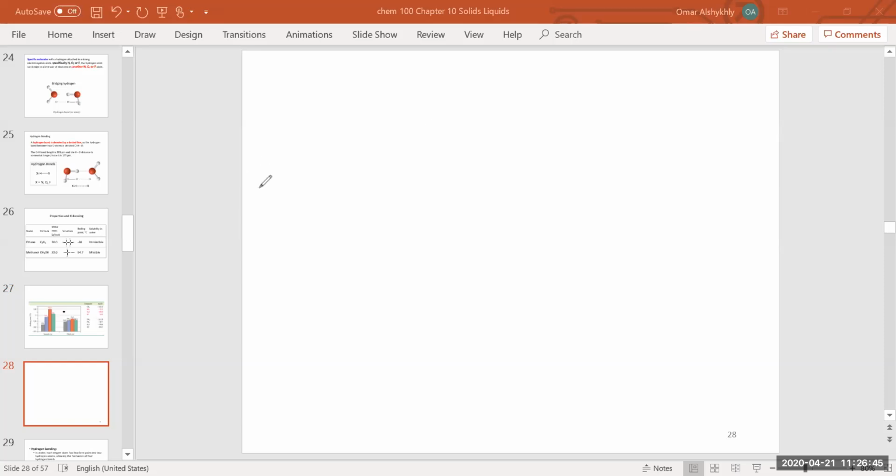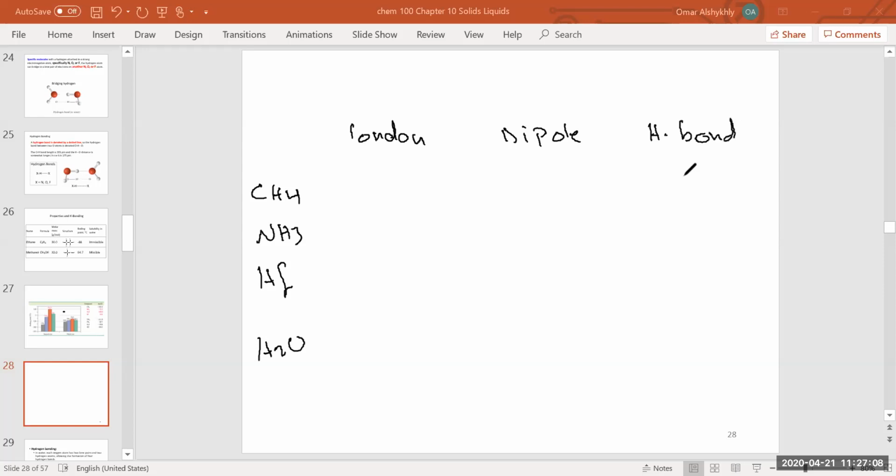We have CH4, NH3, HF, H2O. And here we have these three types of forces: London, dipole, hydrogen bond. Okay, CH4 has London dispersion forces. Yes, London dispersion forces exist in all molecules. So yes, for all of them.